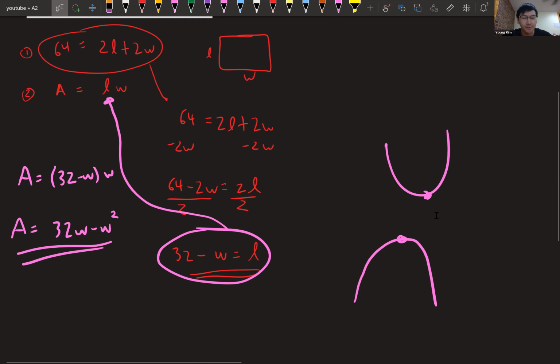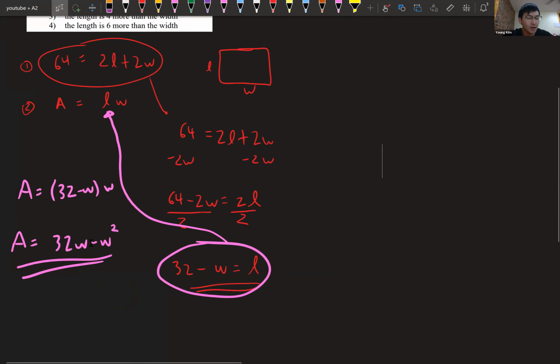So in order to find the L and W that you want, we know that the maximum area will happen at the vertex. You could do that with Desmos or using your calculator, or you could even do this algebraically using the vertex formula. But here I'm just going to pull up the Desmos and put this in.